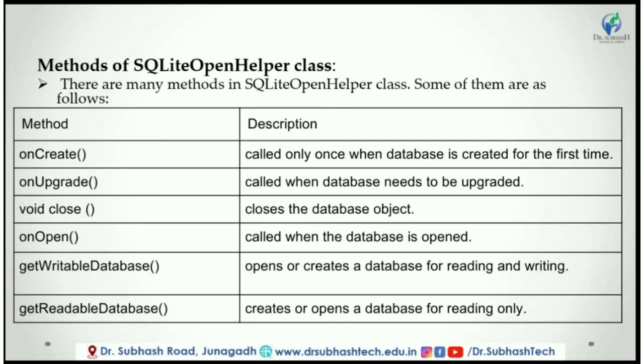And now the methods of the SQLiteOpenHelper class. There are many methods in the SQLiteOpenHelper class. Some of them are: onCreate, called only once when the database is created for the first time; onUpgrade, called when the database needs to be upgraded; close, which closes the database object; onOpen, called when the database is opened; getWritableDatabase, which opens or creates a database for reading and writing; and getReadableDatabase, which creates or opens a database for reading only.